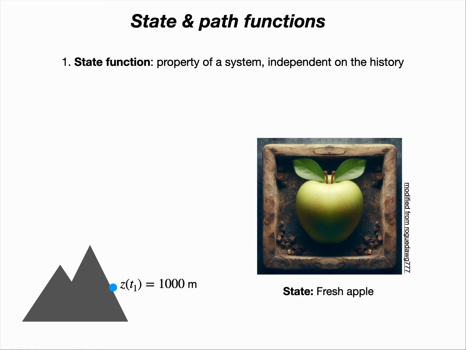Now let's talk about state and path functions. These are also topics which are extensively discussed. The state function is a property of the system. So this will be, for example, the energy, which defines the state of a system. It's independent of the history. So if the energy is high at some point, it is not aware that the energy was lower before. One example: you're at a given time at a position on the mountain, or you have a fresh apple. That's your state. So here the state is the freshness of the apple, and here the state is the altitude.